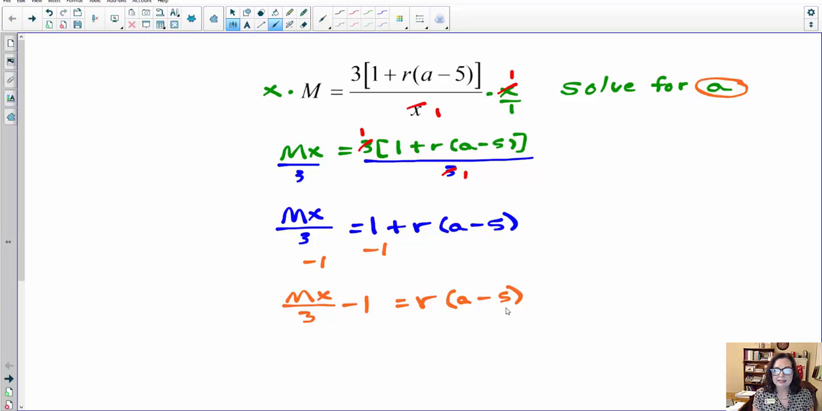Alright, so here we are at this step, and we're getting very close. Now you might think, couldn't I add 5 at this point, and that'll turn that into just a? Remember, this grouping is being multiplied by r, so we cannot add 5 yet. Instead, what we'll want to do is either distribute this r through, that's an option, or we could just go ahead and divide by r on both sides.